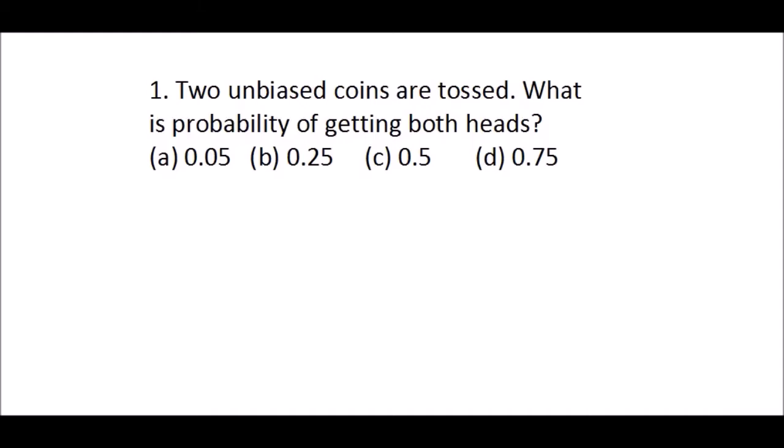The first question: two unbiased coins are tossed. What is the probability of getting both heads? First we find out the sample space. The first one is both can be head. Second case may be first one is head, second one is tail. Then tail, head, then both are tail.